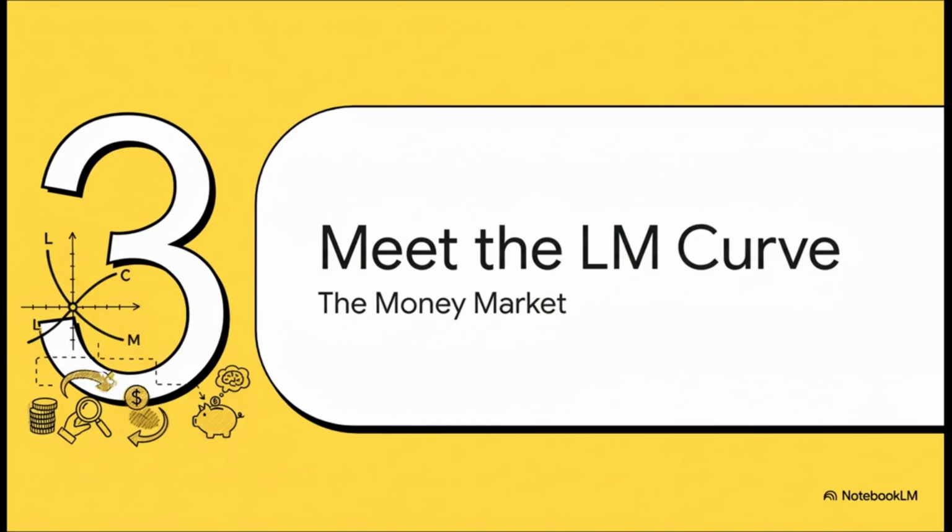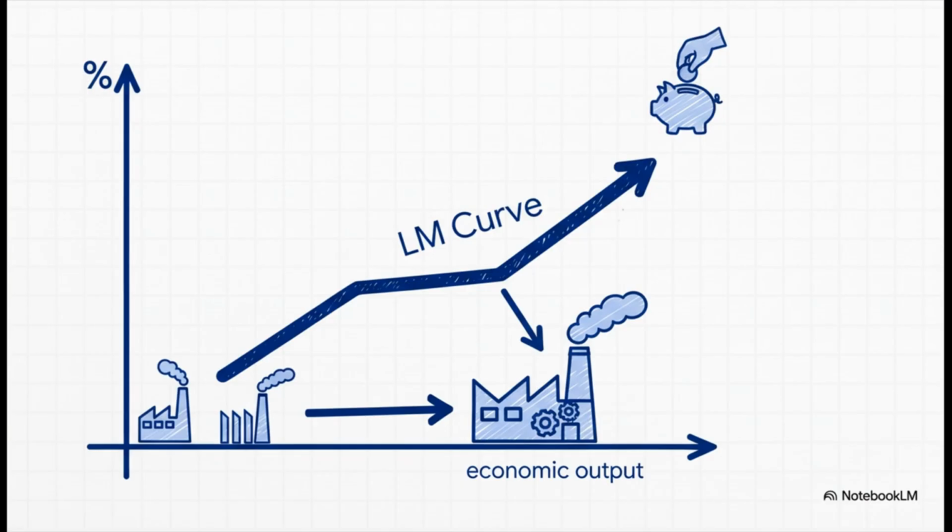Every point on this curve is where the demand for cash, that liquidity preference thing, perfectly matches the total supply of money. And you'll see right away it slopes upward, the exact opposite of the IS curve. So why? Well, think about it. As the economy gets hotter and output goes up, everyone needs more cash to buy and sell all this new stuff. If the total money supply is fixed, this higher demand for cash naturally pushes interest rates up. Banks have to offer you a better deal to get you to part with your cash and deposit it.